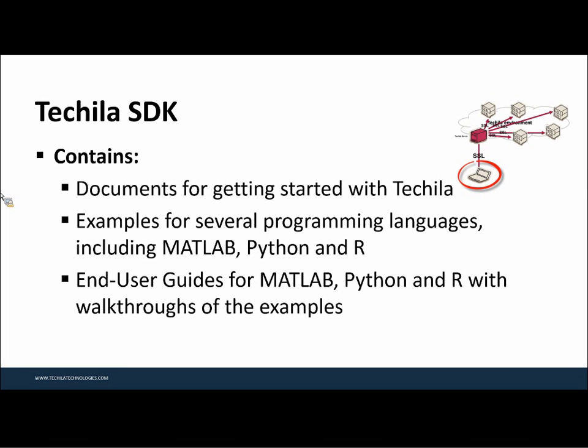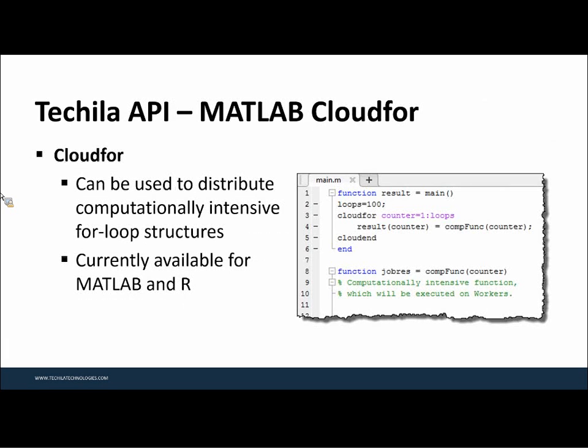And in the Techila SDK, I already mentioned that we have the Cloud Core helper function, and I'd just like to go through that a bit more in detail. So here we have a very small screen capture of a code implementation that uses Cloud Core. And Cloud Core is used to distribute computational intensive for loop structures. And on the left, you see an M file or a screen capture of an M file, which contains the main function, which in turn contains this Cloud Core loop.